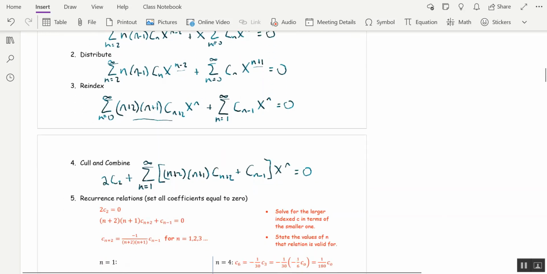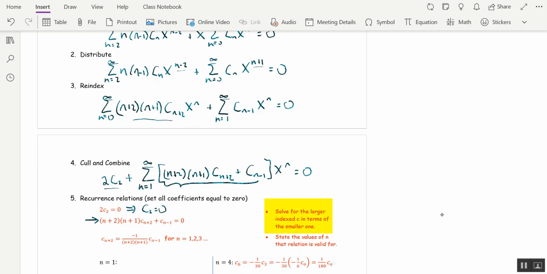We set all the coefficients equal to 0. So the constant coefficient is 2c2. So 2c2 equals 0, so I know now that c2 is 0. Then I set this coefficient equal to 0, and that's what I did right here. And typically that will involve two c's, and you're going to solve for the larger index. So I'm solving for cn plus 2 in terms of cn minus 1. And then you write down what n that's valid for.